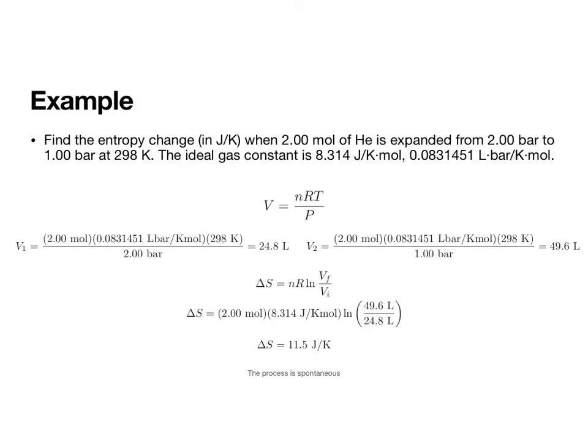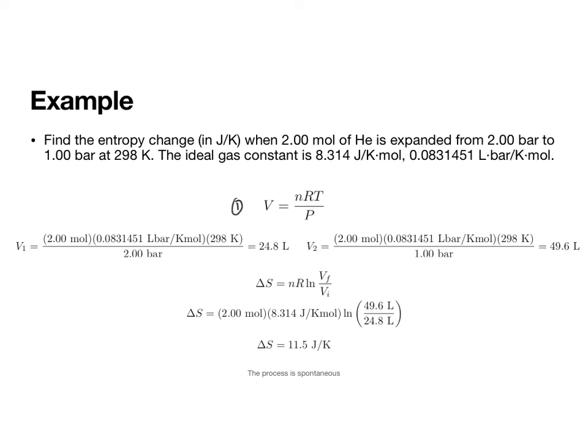Okay, so I'm going to walk you through an example. The example is to find the entropy change when 2 moles of helium is expanded from 2 bar to 1 bar at 298 Kelvin. And I give you values for the ideal gas constant. Okay, so the first spot to start is to convert our pressures to volume.